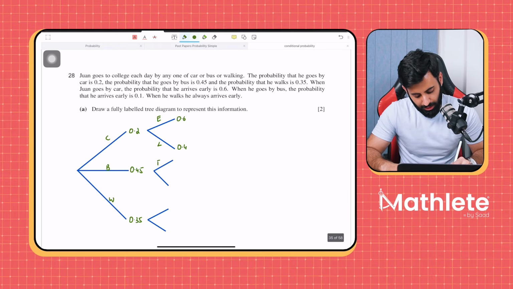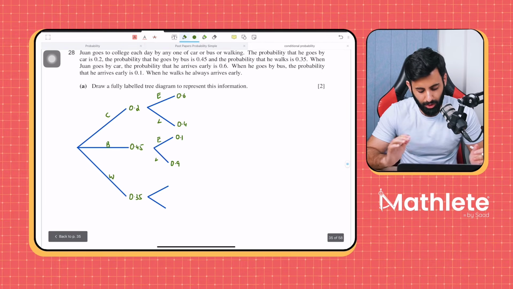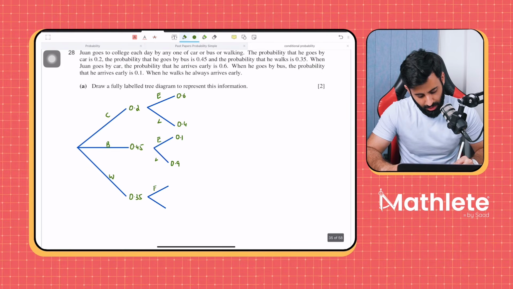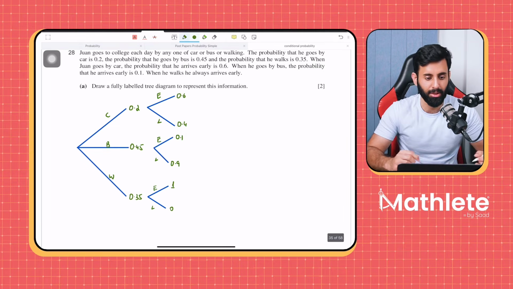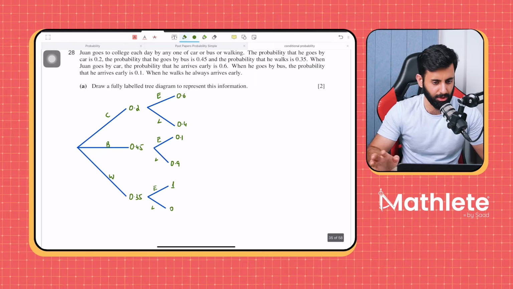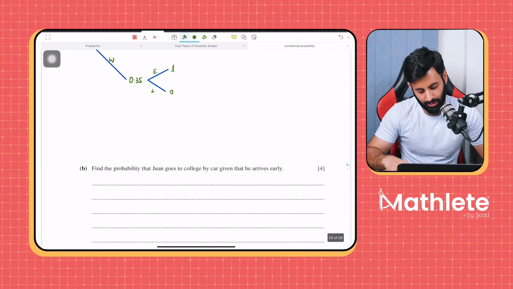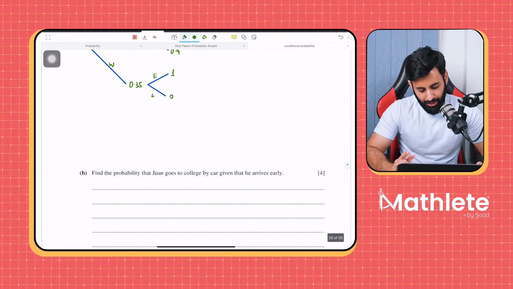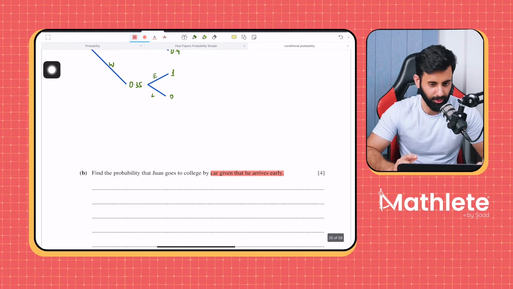And then if he goes by bus, the probability that he arrives early is 0.1. That means the probability that he arrives late is 0.9. If he walks, he always arrives early. That means the probability of arriving early is 1, so the probability of arriving late is going to be 0. Whenever there's a 100% chance of an event occurring, the probability is 1 or 100%. As far as the first part is concerned, this is it. Now, let's look at part B. Find the probability that Joanne goes to college by car given that he arrives early. First let's break this down.